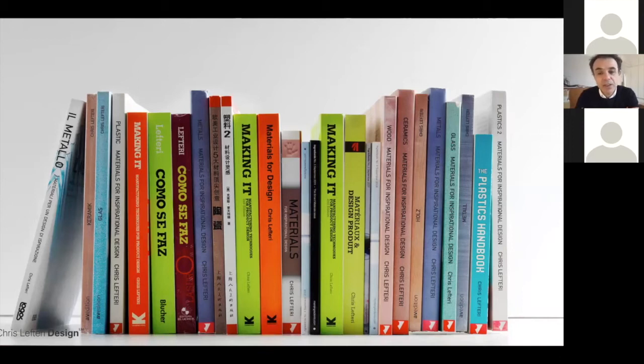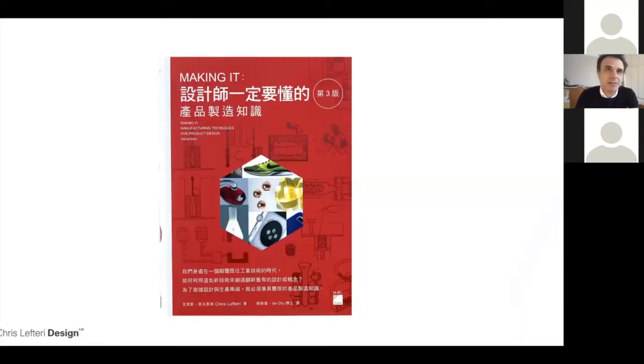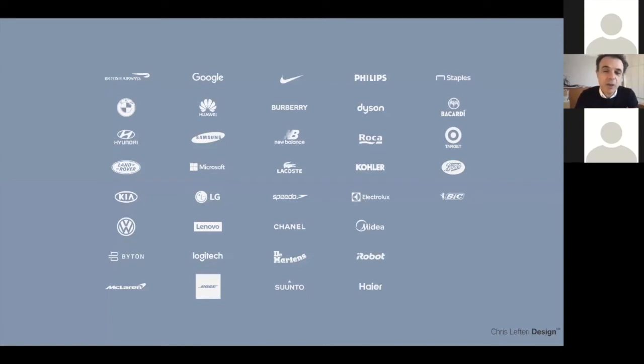And over the last 20 years, since the first book was published, I've now developed this role as a materials and design expert. This is the book in Chinese. And these are some of the clients that we work with. And with all of these clients, what we're doing is we're working with the design teams, and we're working with them on, you could imagine, a typical product design process. So it's research, developing concepts, development, and then production. We're not necessarily focusing too much on production sometimes, but not all the time.